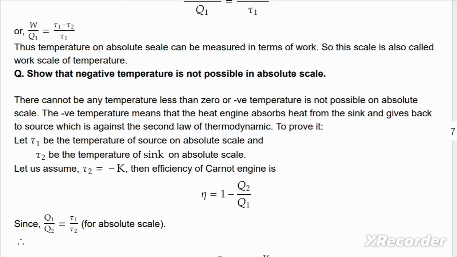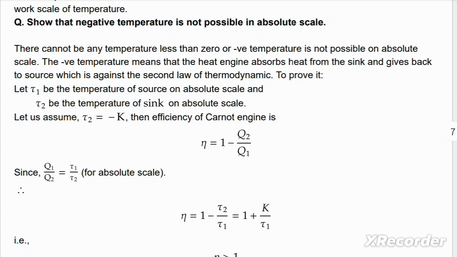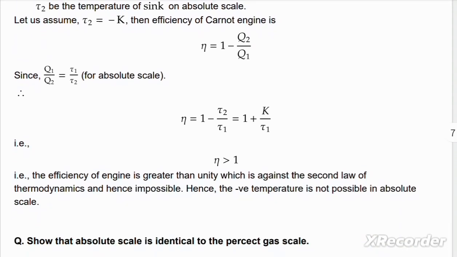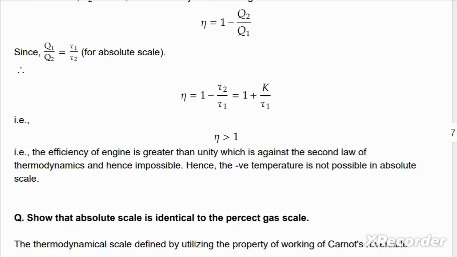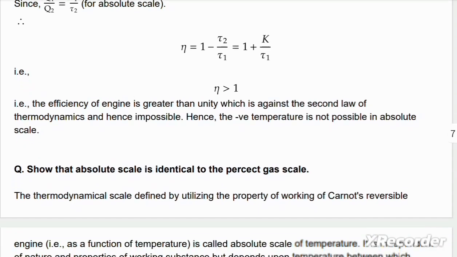the efficiency of the Carnot engine is eta equal to 1 minus Q2 divided by Q1, since Q1 divided by Q2 equal to tau 1 divided by tau 2 for the absolute scale. Eta equal to 1 minus tau 2 divided by tau 1 equal to 1 plus K by tau 1. Here eta is greater than 1, that is, the efficiency of the engine is greater than unity, which is against the second law of thermodynamics and hence impossible. Hence the negative temperature is not possible on the absolute scale.